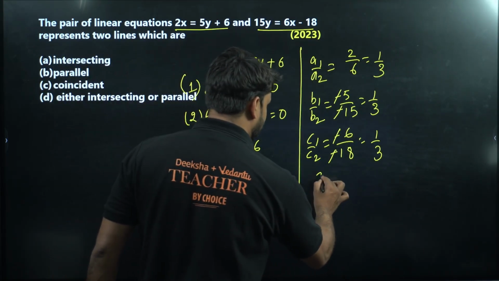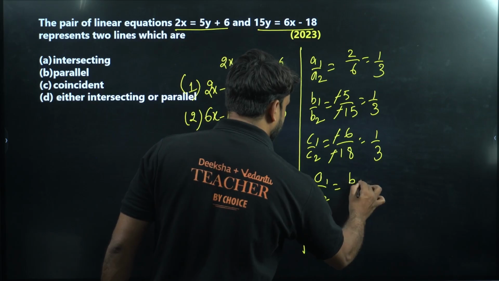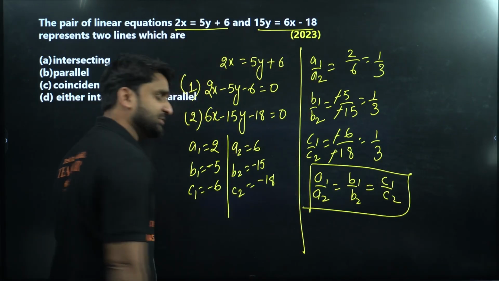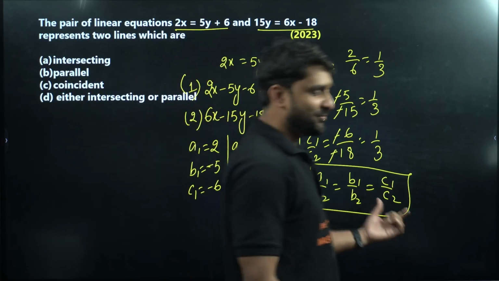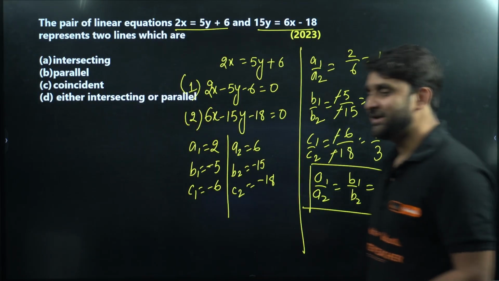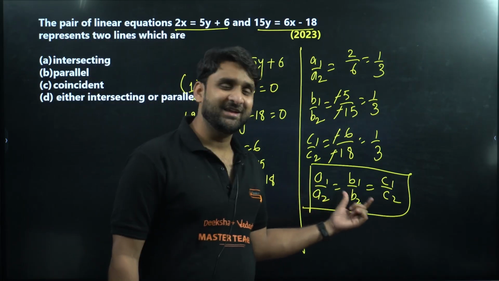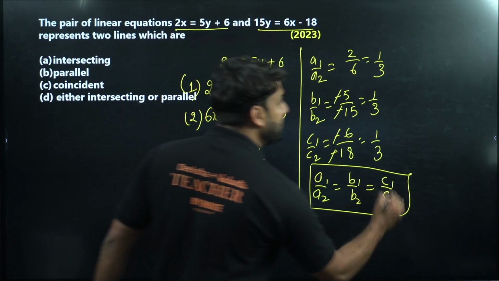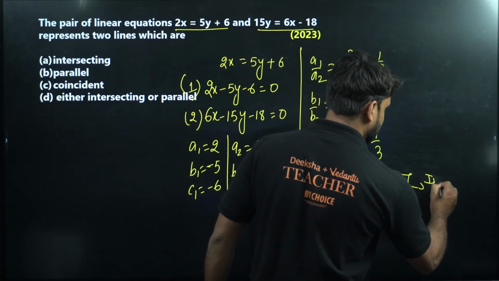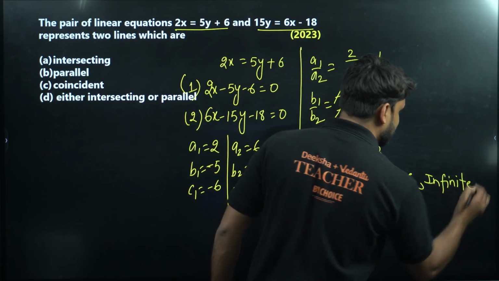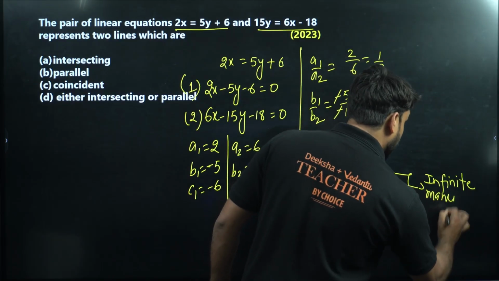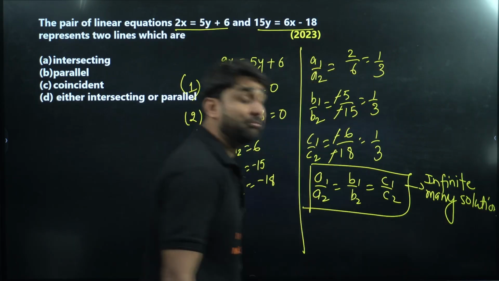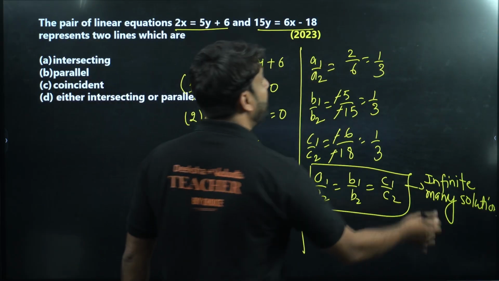Here we can write it this way: a1 by a2 is equal to b1 by b2 is equal to c1 by c2. If all the ratios are equal to each other, what does it indicate? Come on, a1 by a2 is equal to b1 by b2 is equal to c1 by c2. This is infinitely many solutions. And when infinitely many solutions come up, both the lines will be overlapping each other, when both the lines on graph paper are overlapping each other.